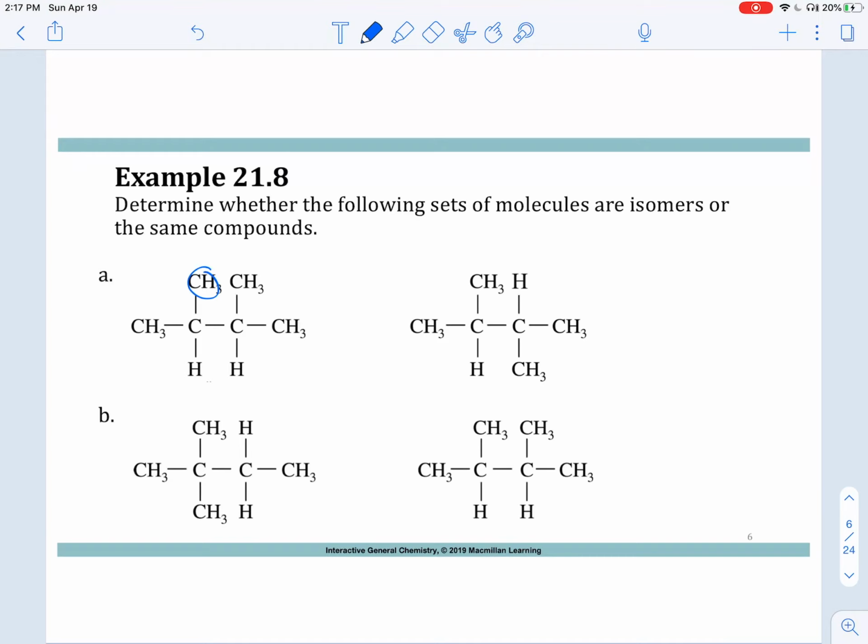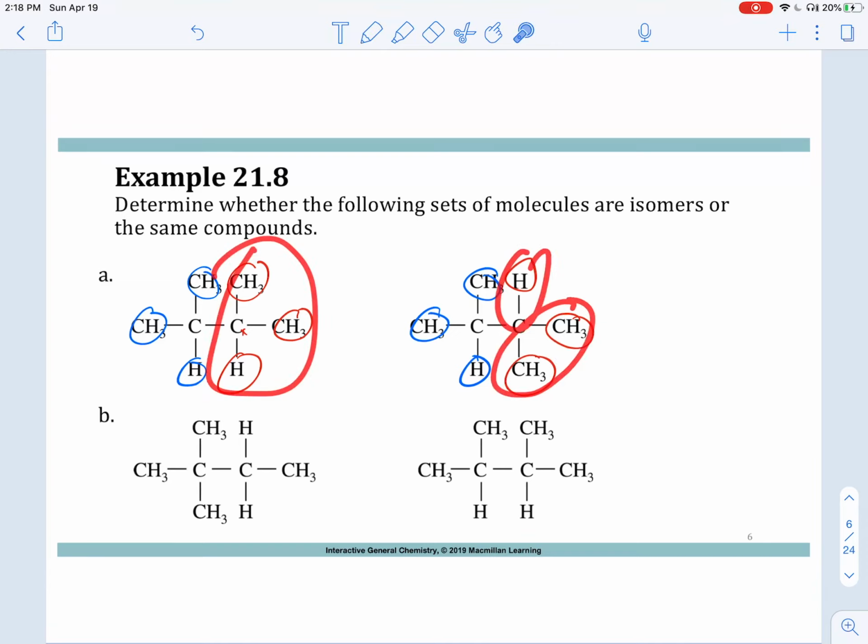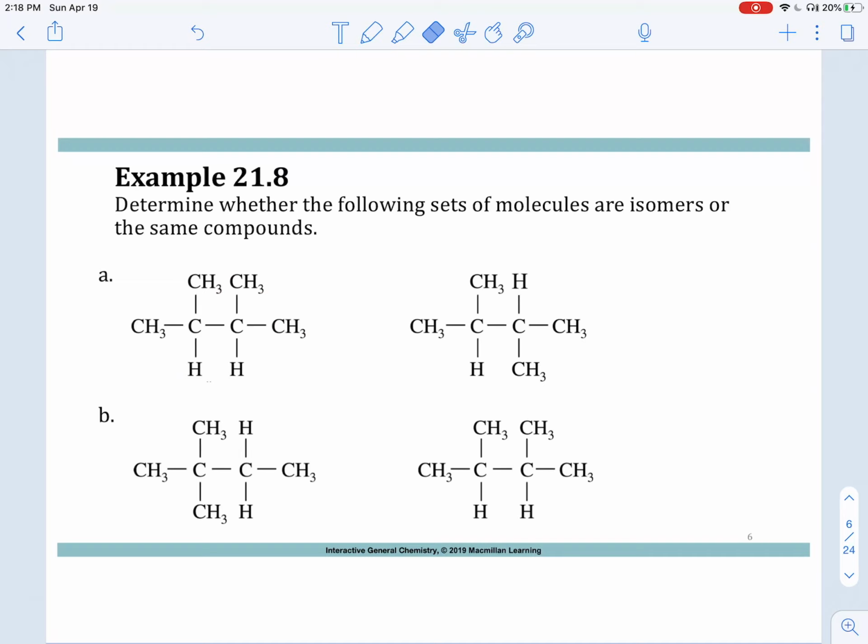On the right-hand side, this carbon, there's a methyl group and an H. And on this side, oh, you might think, oh, different compound. Well, let's just keep looking. These all match up. There's a methyl group and an H connected to this carbon. So there are no new bond connections, because I can just spin this around. So this is the same compound. If you just twist this around in space, it's going to look like this. It's the same exact compound.